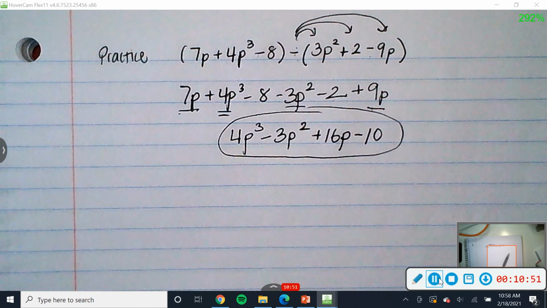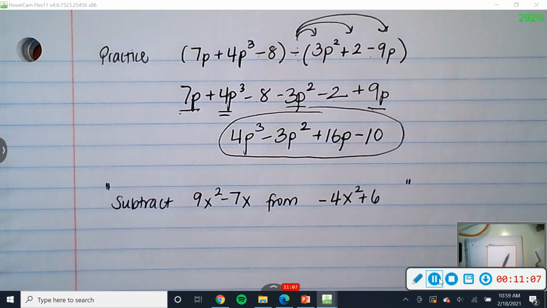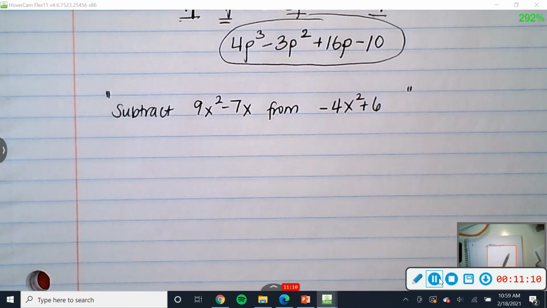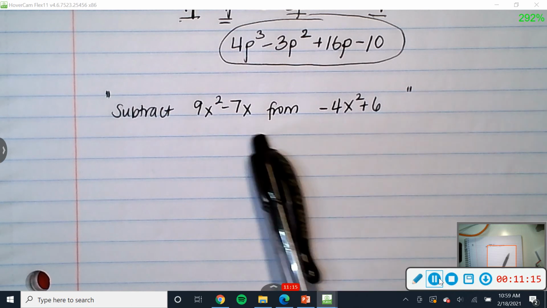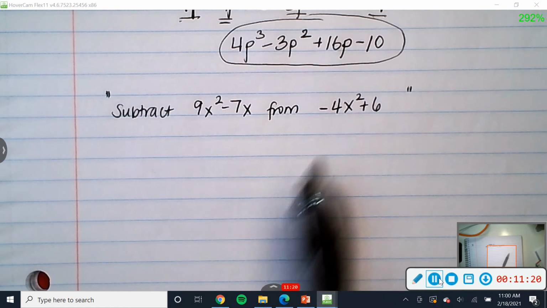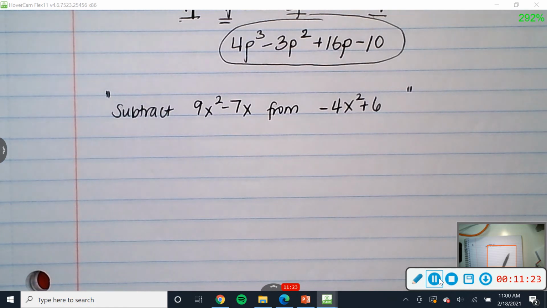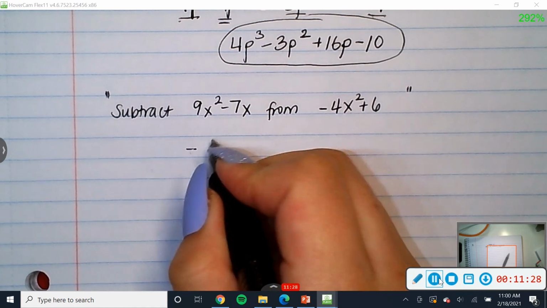So to finish off, we're just going to look at one more problem. In Delta Math, you might see this kind of problem show up. So if you have any questions about it, hopefully this will clarify. So let's say you get a problem that looks like this. Subtract 9x squared minus 7x from negative 4x squared plus 6. When you are doing this problem, and they say subtract this from this, that means you need to write out the equations yourself. So if we're subtracting this from, that means that the negative 4x squared will be in front.